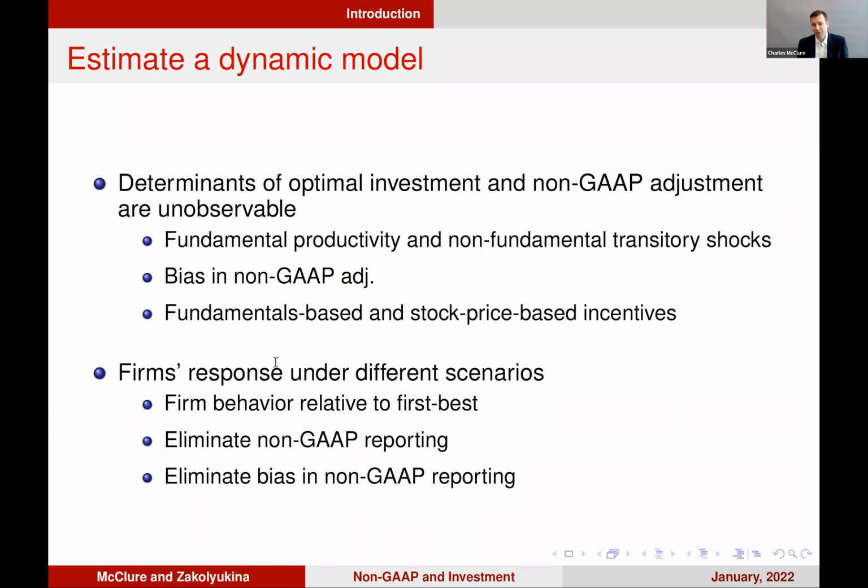We can compare how the observed amount of investment we see compares to the first best, where a manager is really there just to maximize the fundamental value of the company. We can also see how managers would change their investment decisions if all of a sudden they were no longer able to provide non-GAAP reporting. And finally, the third counterfactual that we're going to look at is what happens if we could somehow eliminate the bias in non-GAAP reporting? How would firms' investment decisions change?